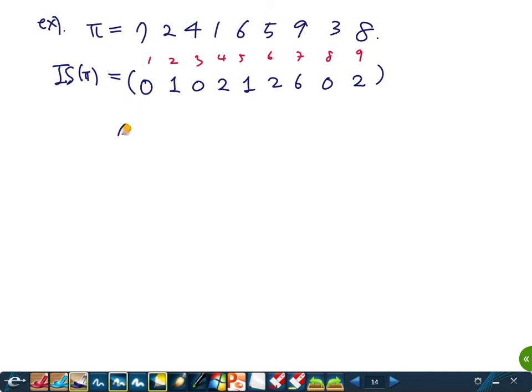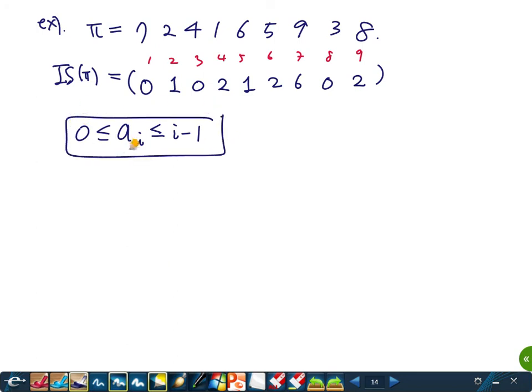And what is the condition for a_i? How many integers are smaller than i in total? i minus 1. So the maximum value would be i minus 1. Smallest value, of course, 0. It always satisfies this. And for any sequence satisfying this, you get the permutation back. This is, in fact, a one-to-one correspondence. This has enough information to reconstruct your permutation. If you know these inversion tables, you can reconstruct.